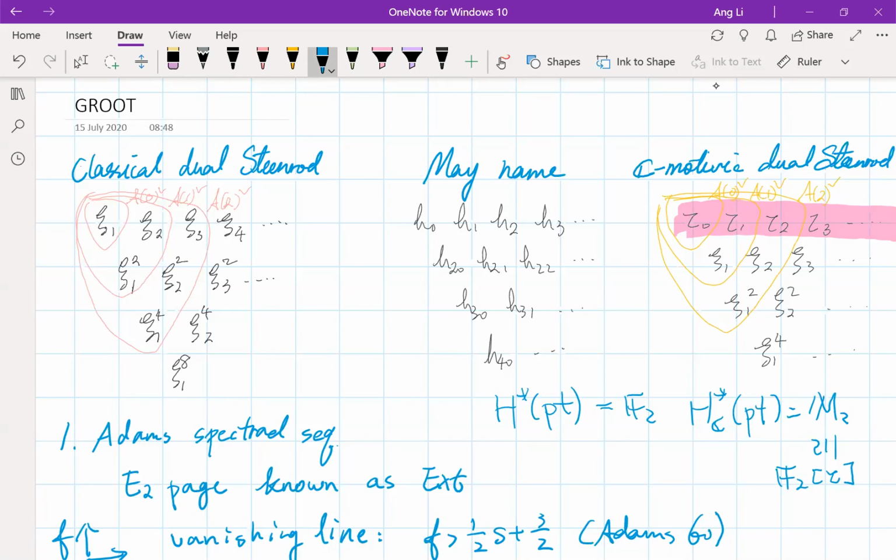And then, those tau zeros and Ci's, there is a relation that tau Ci plus one is the same as tau i squared in the dual motivic Steenrod algebra. So there's a relation between those, but for the Main Name correspondence, you just add those one line to classical.